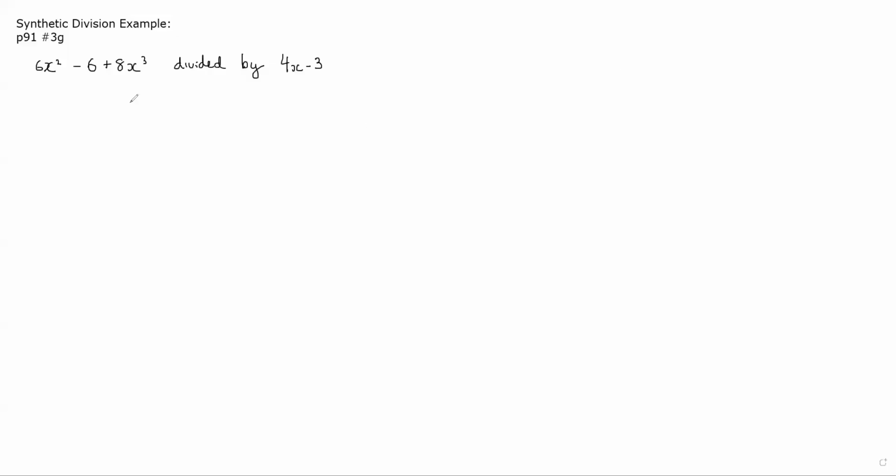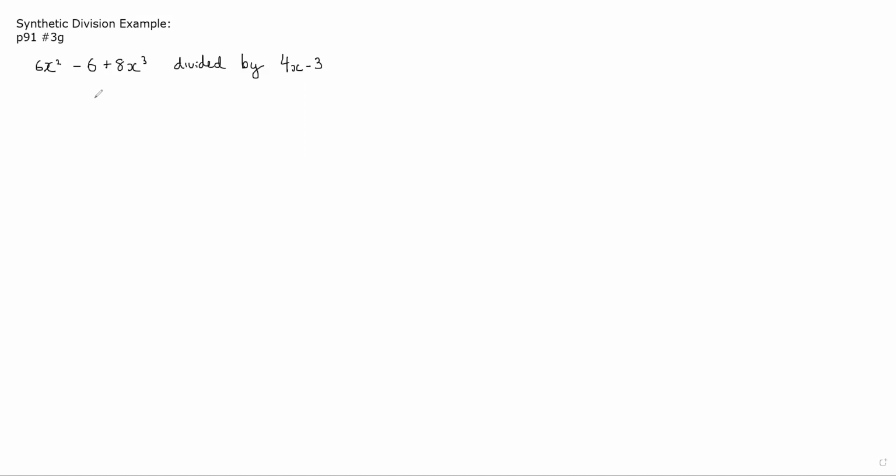Hi, everyone. There was a request to explain synthetic division one more time. So I chose an example from the textbook that would sort of dabble into every point that I made. This is question 3G from page 91.